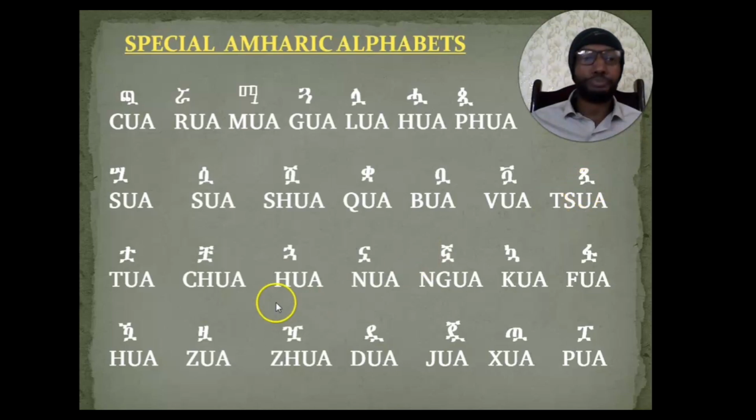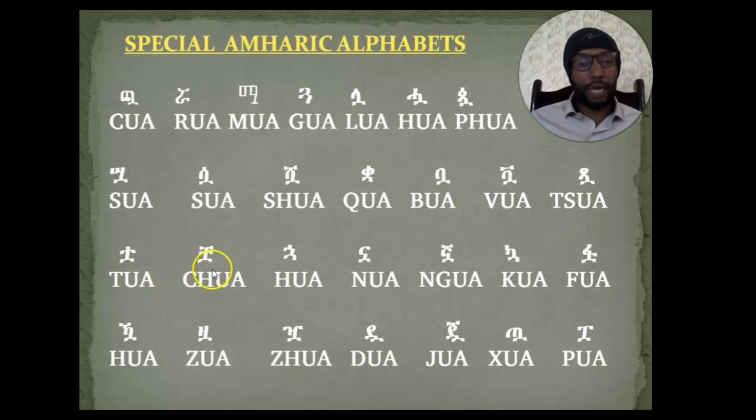Swa. The other special Amharic alphabet is called what? Twa, okay? This one is called Twa. And this Twa comes from what? The basic alphabet called Ta. We have said that there is a basic Amharic alphabet called Ta. So this Twa comes from Ta, okay?